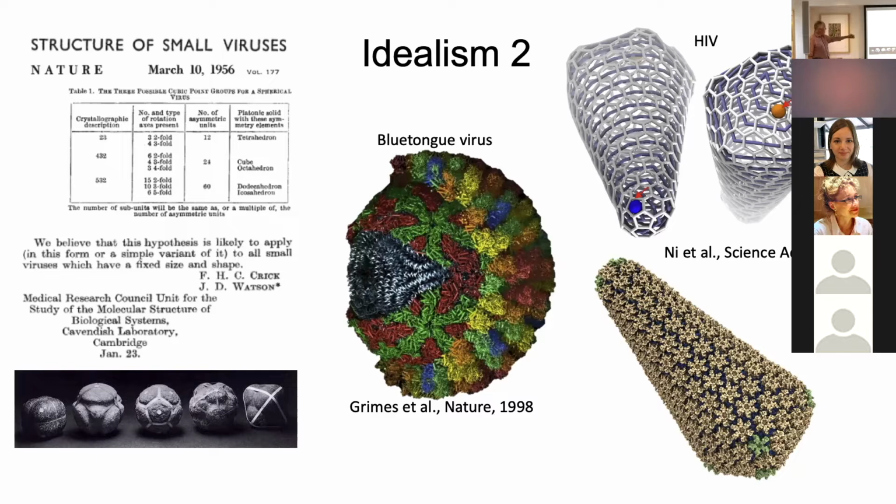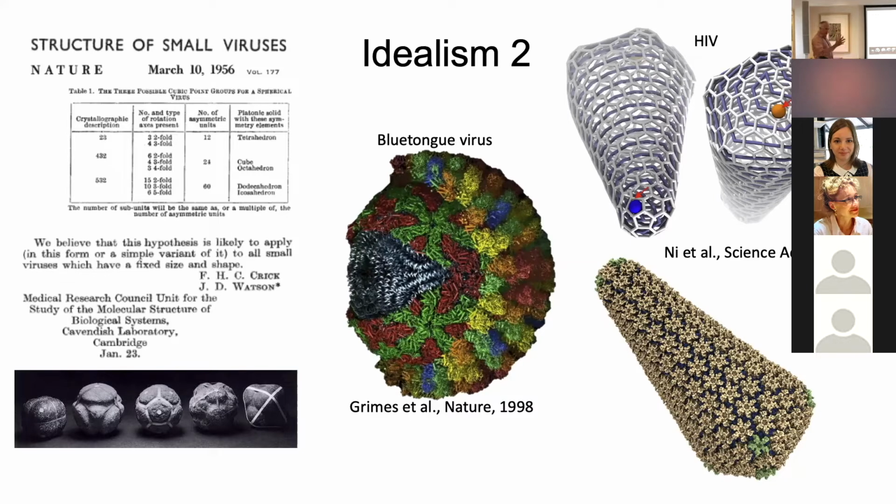It also, like icosahedra of an isometric form, has 12 pentagonal vertices, but they're arranged in a different set of positions to where you would find those 12 pentagonal vertices in blue-tongue virus, where they're arranged isometrically. And so in HIV, you get a distorted cone.